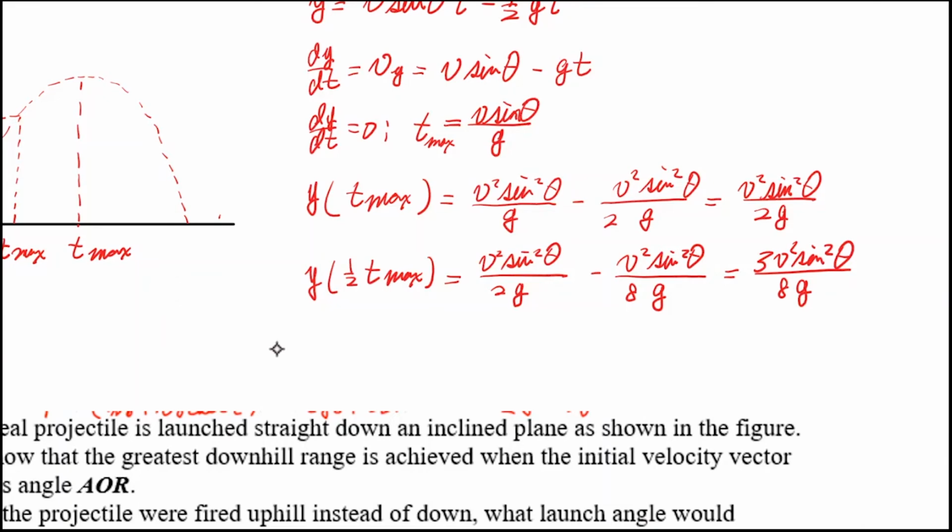So now we can conclude that y at half of the time t max. Notice that we didn't use any numbers, right? You still don't know what the angle, velocity, any of it is. It's 3/4 of y at t max. How about that?